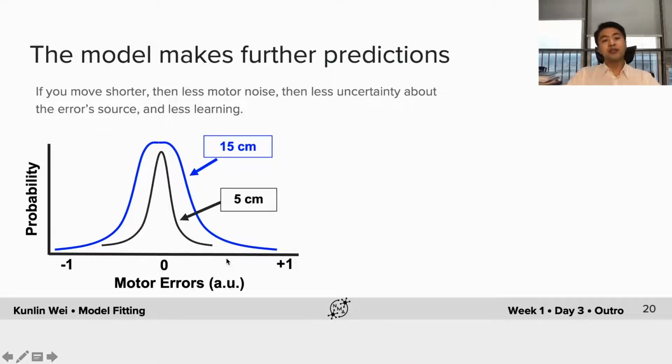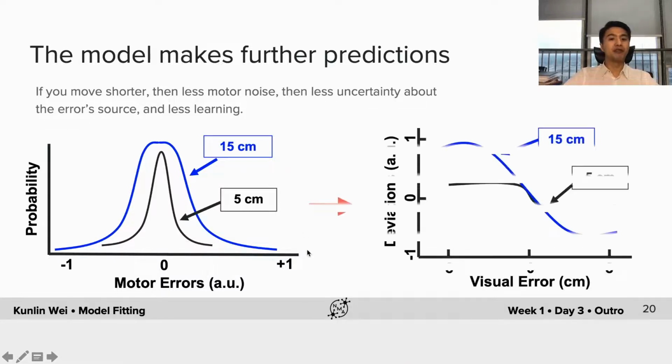If I ask people to simply move 5 centimeters, they have less motor error. That means this error distribution is narrowed. So they are more likely to have smaller errors. And once I know this knowledge, my model can make further predictions. The further prediction goes like this. The blue line is my old prediction, that for the 15 centimeter movement. And that's the learning curve.